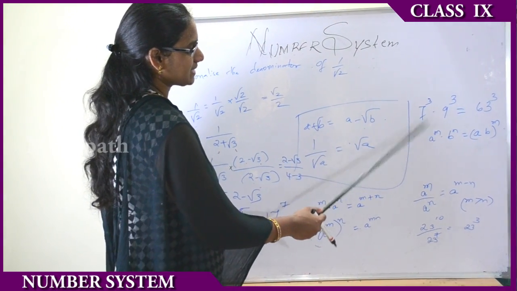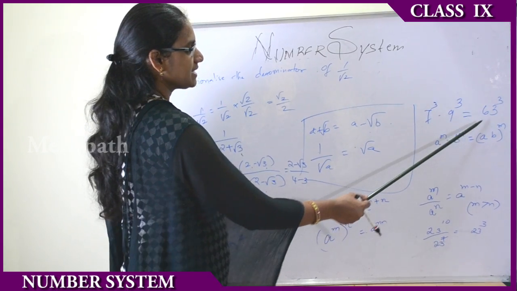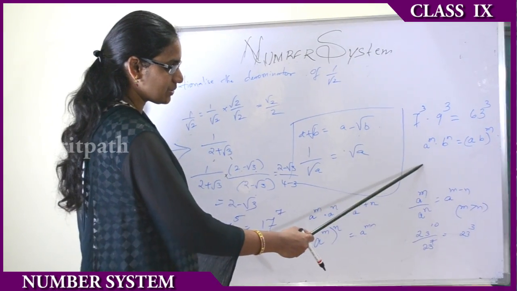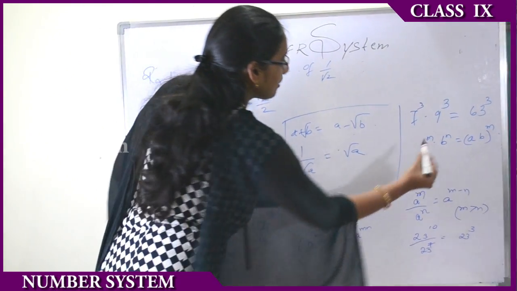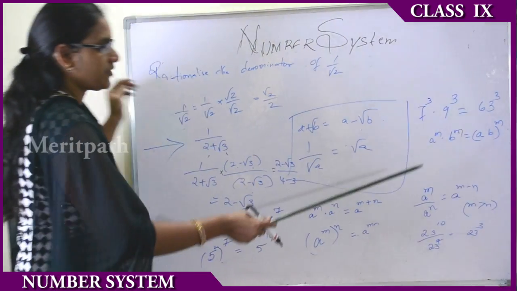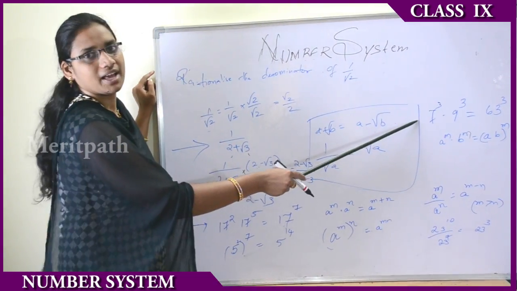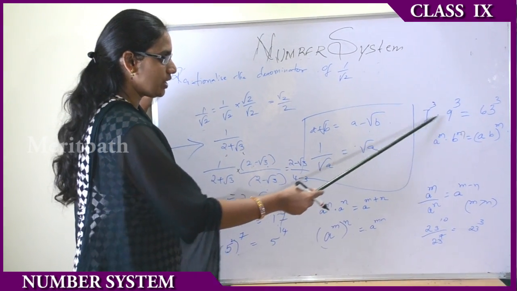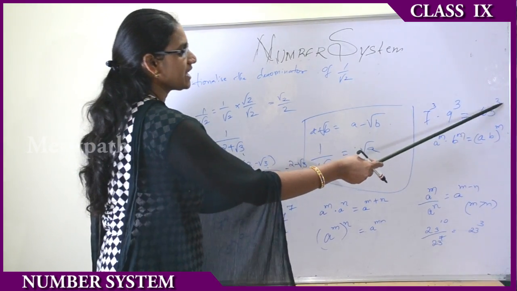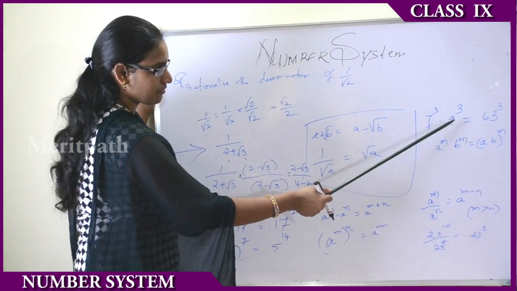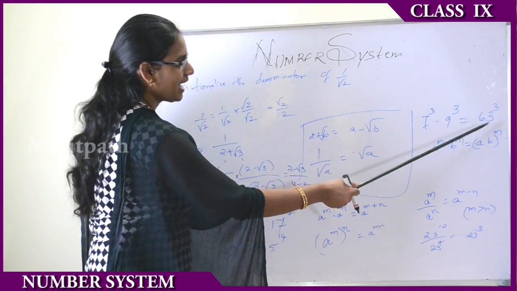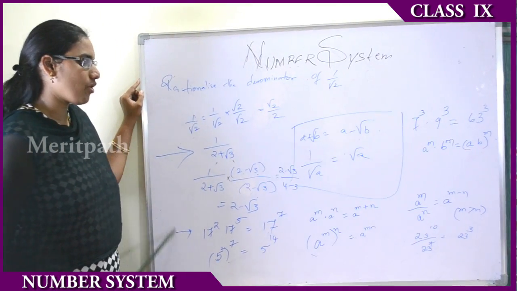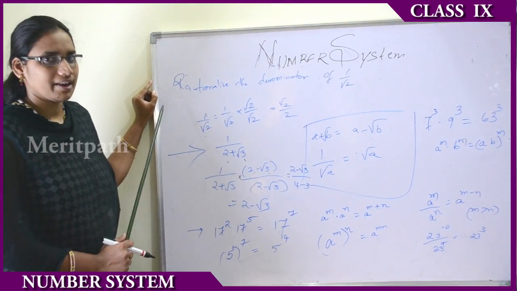Now, another example is 7 cube into 9 cube equals 63 cube. That is, a power m into b power m equals a into b whole power m. That is, when we have a similar power on the top, we can multiply the two numbers and then give the same power. The base numbers of both 7 and 9 are multiplied and the resultant power is placed on the result. Thus, these properties are followed by the rational numbers.